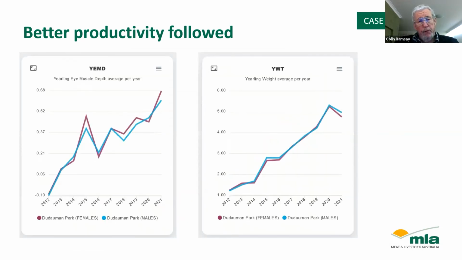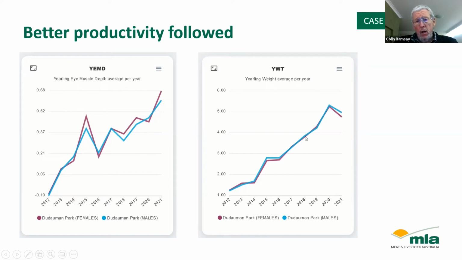Here's another couple of charts on the production improvement. That one on the left is the eye muscle depth from 2012 across to 21, so that's 10 years. And I won't bother you with how significant those numbers are, but as an average across a herd, that is a substantial difference in eye muscle depth. And the other one there on the right is exactly the same thing for yearling weight across the herd.